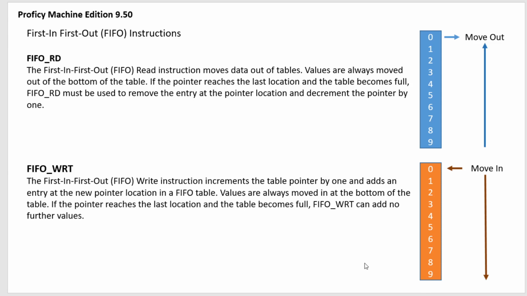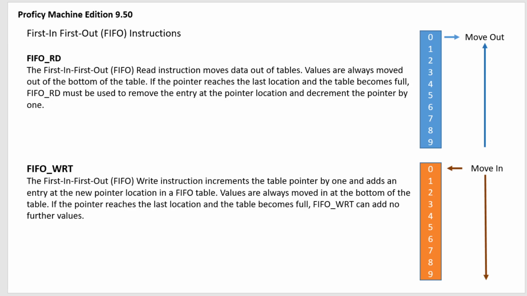Now, the beauty of using FIFO read and write instructions is you can actually use them together to create what's called a moving window of data points. So you can use FIFO read instructions to take stuff out of the table and then write a data point into your table, because maybe you want a moving window of temperatures or flows or some sort of analog data that's being captured based on your industrial process.